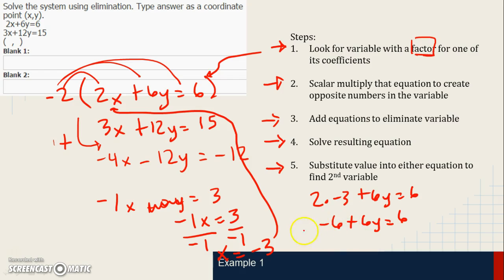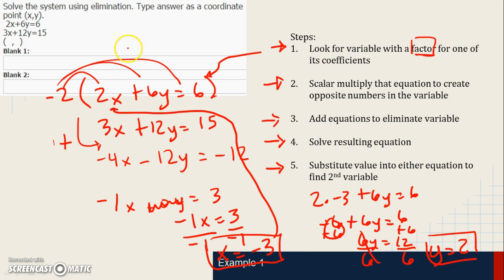And now we can go ahead and solve for y. So we're going to add 6 to both sides. These go to 0, they're gone. So we have 6y equals 12. And now what we can do is just go ahead and divide by 6. Divide by 6. And what we get is y equals 12 divided by 6 is 2. So we now know what the point of intersection is. The point is negative 3 for x and 2 for y. And I would type in negative 3 for x and 2 for y.